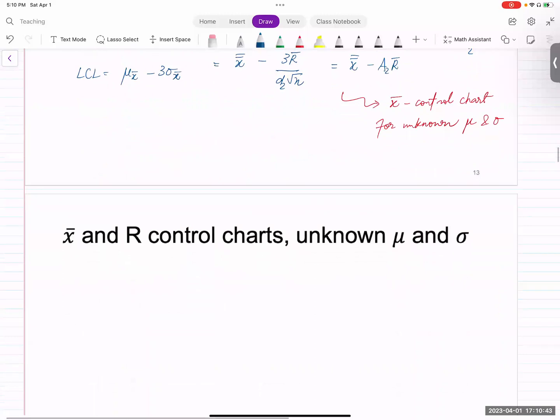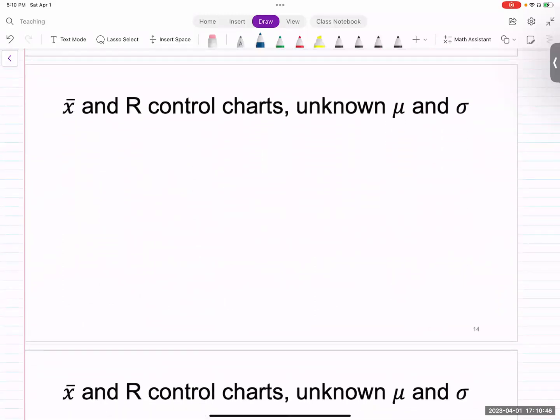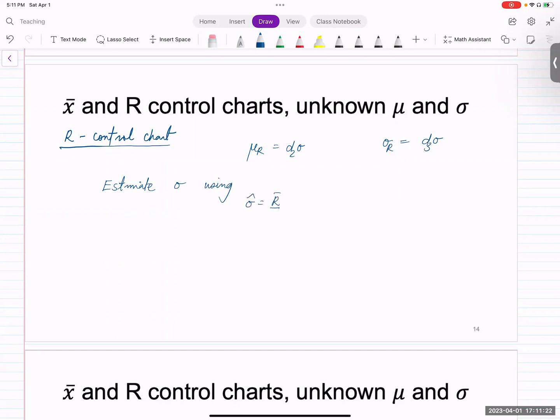Now we have to go and talk about our R control chart. For our R control chart, again, we need two things. We need mu of R and we need sigma of R. What we know about mu of R is it is d2 times sigma, and sigma of R is d3 times sigma. So all we have to do is to estimate sigma, and we already have an estimate of sigma. We just did it a while ago. So we estimate sigma using this equation. Sigma hat is equal to R bar divided by d2.